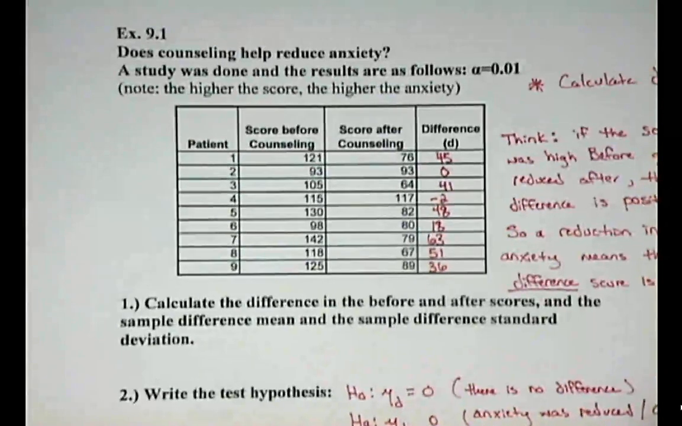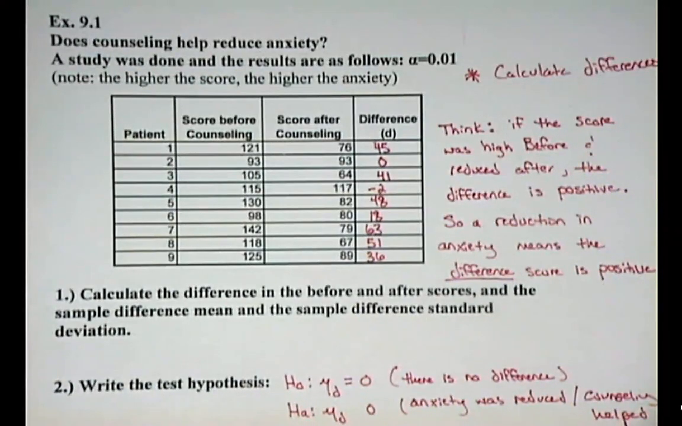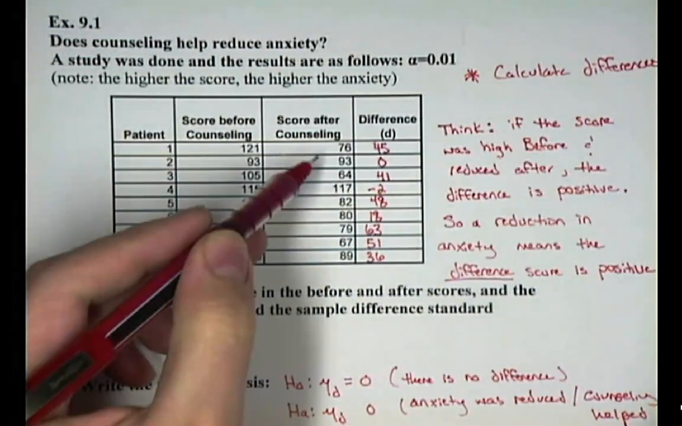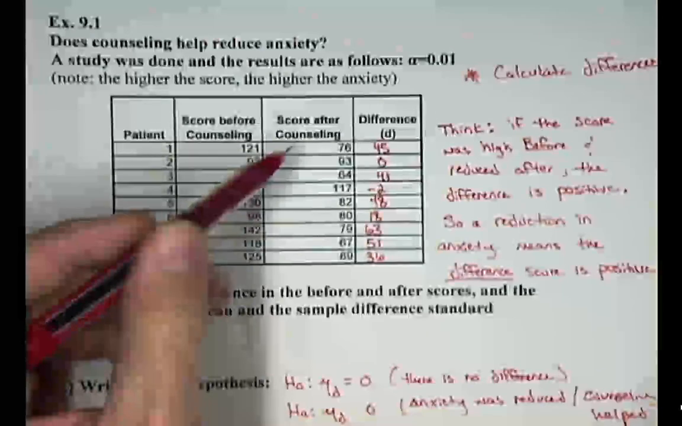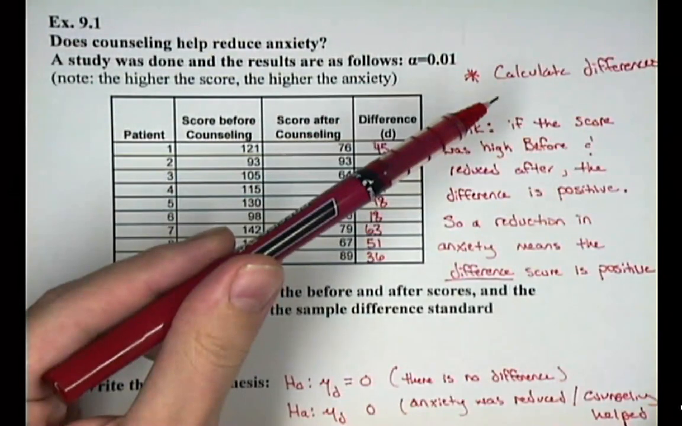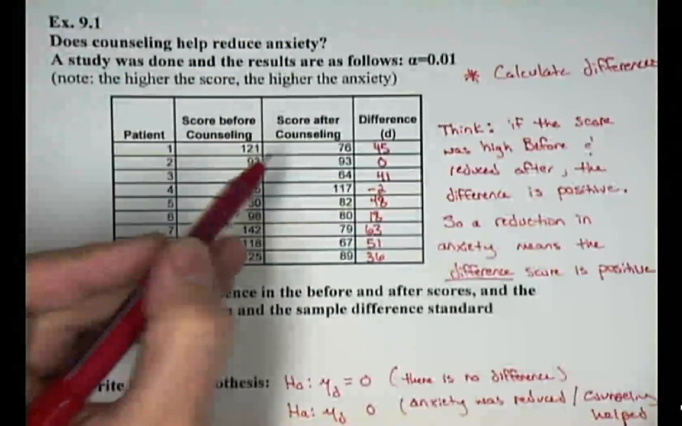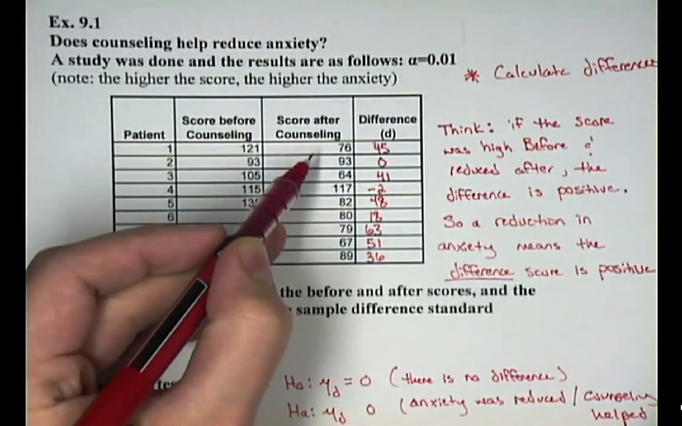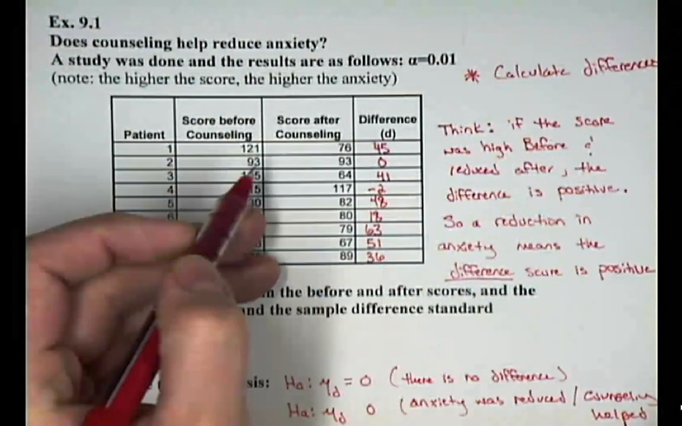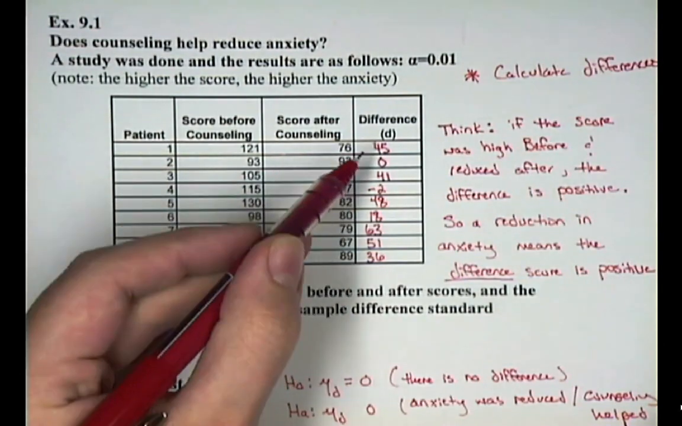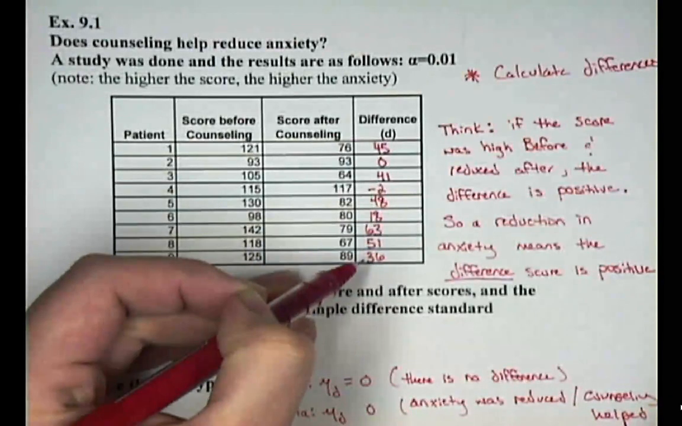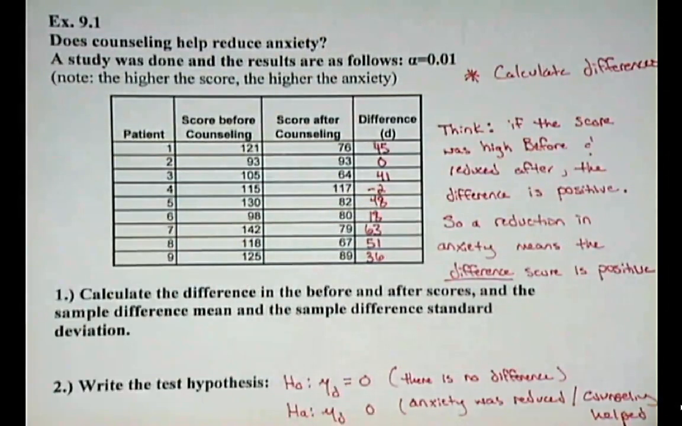This is example 9.1, and it says, does counseling help reduce anxiety? A study was done and the results are as follows. We're going to use a level of significance of 0.01. The higher the score here, the higher the anxiety level. The first thing we have to do is calculate the differences. I've simply subtracted 121 minus 76 equals 45, 93 minus 93 equals 0, and so on. So I've just calculated the differences.